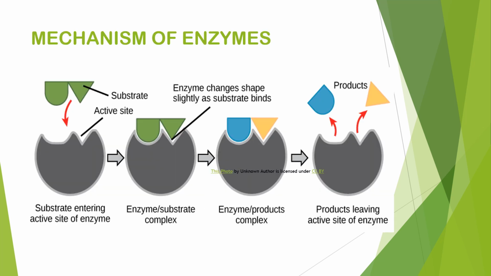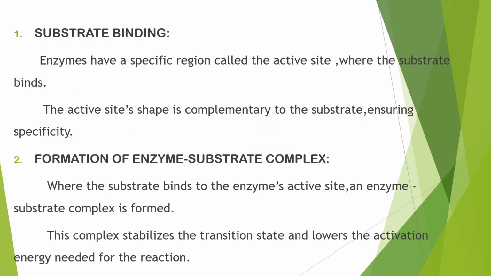The enzyme-substrate complex moves to the formation of the enzyme-product complex. Finally, the product leaves the active site of the enzyme. The first step in this process is substrate binding. The enzymes have a specific region called the active site where the substrate binds. The active site shape is complementary to the substrate, ensuring specificity.